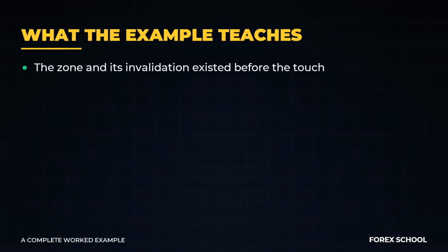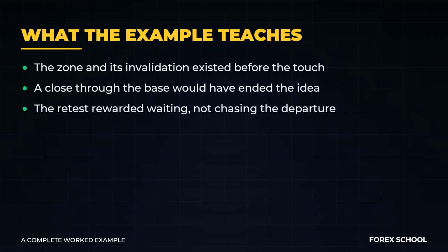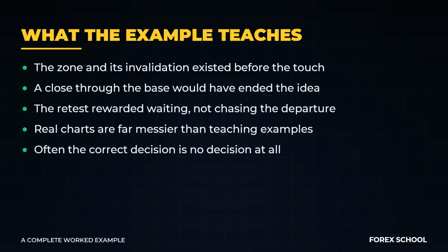3 lessons worth keeping from that chart. First, the zone was identified before the return. The base, the departure, and the break of structure were all visible in advance, so the area of interest, and the point where the idea would have been wrong, both existed before the touch. Had price closed below the base, the story was simply over.